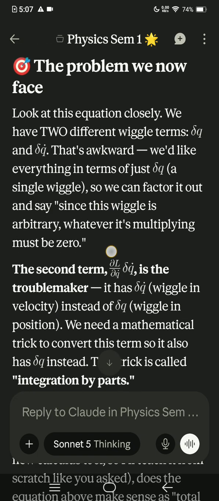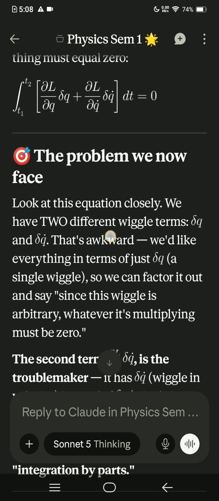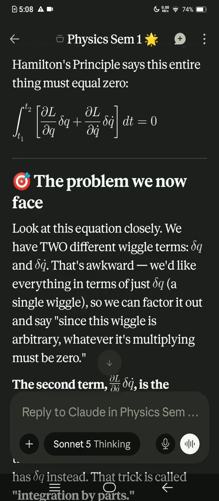The problem we now face, look at this equation closely. We have two different wiggle terms, del q and del q dot. That's awkward. We'd like everything in terms of just del q, a single wiggle, so we can factor it out and say, since this wiggle is arbitrary, whatever it's multiplying must be 0. What? Since this wiggle is arbitrary, what does arbitrary mean? Ever changing. Whatever it's multiplying must be 0.